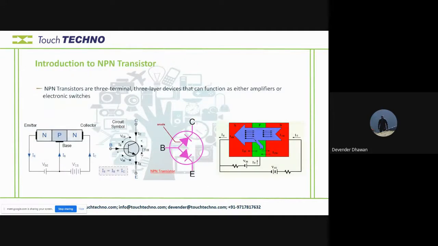Okay, so this is what an NPN transistor is, and the symbol and how it is working. There's a picture to show you that also. So you can look through it, and if there's any doubt on the working, you can let me know, so that we can go through this also when required.